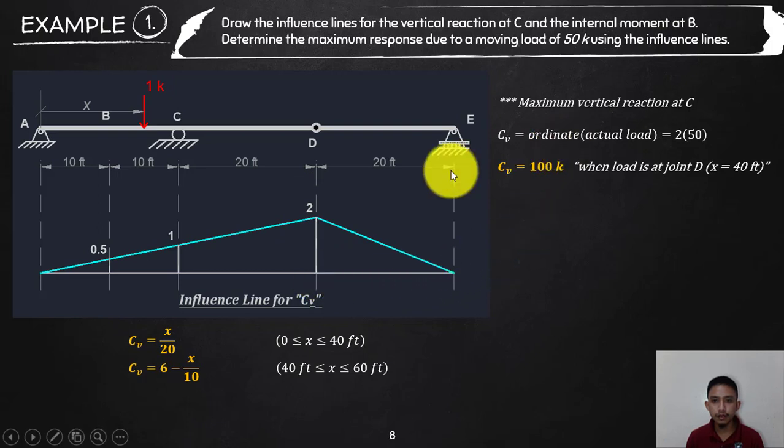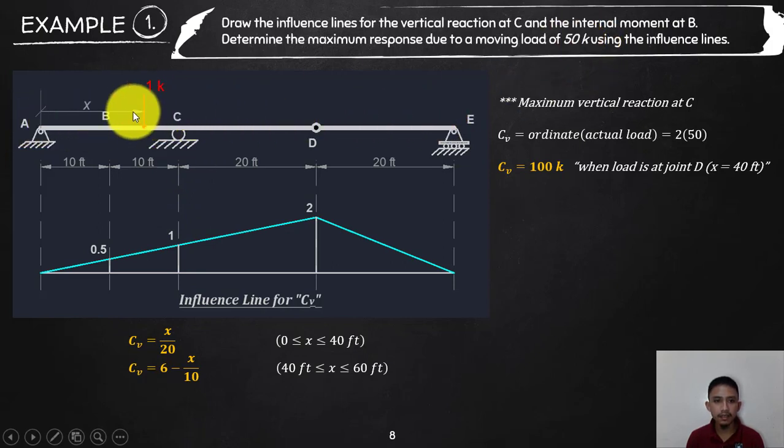And then all we need to do, that is the ordinate using the unit load influence line. Multiply the actual load, which is 50. So 2 times 50, that will make it 100 kips. So it means that is the maximum reaction. That is the maximum reaction that CV will have with a 50 kip load moving from A to E.